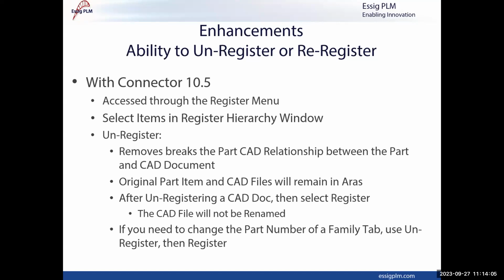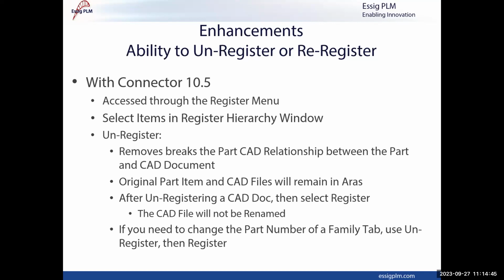Where unregister, in my opinion, is going to become very useful and valuable is certainly for family tables. In this case, you can just select the unregister on the config or a bunch of configs or all configs, and then basically say unregister it. It breaks that part CAD relationship, leaves the generic as it is, as how that is registered, and then I can generate new part numbers that under the covers are going to be linked up to the generic.